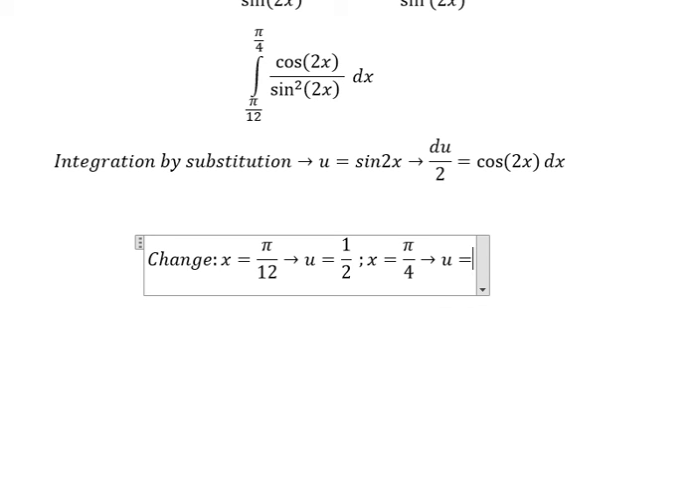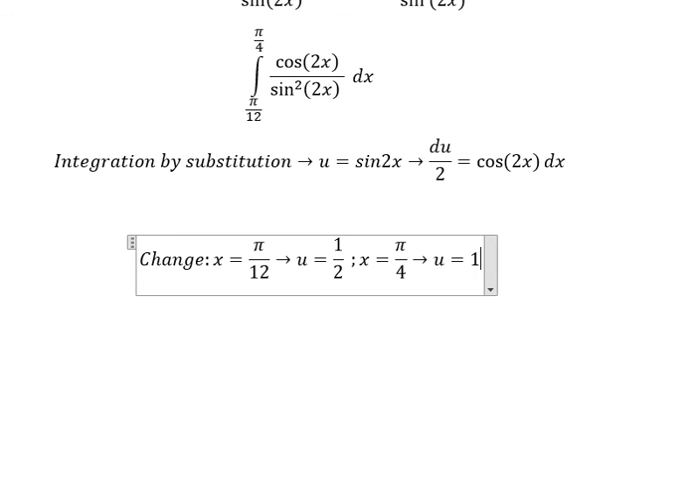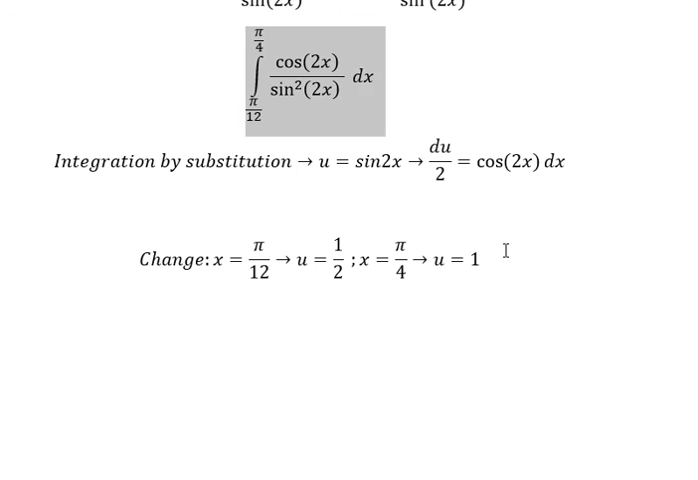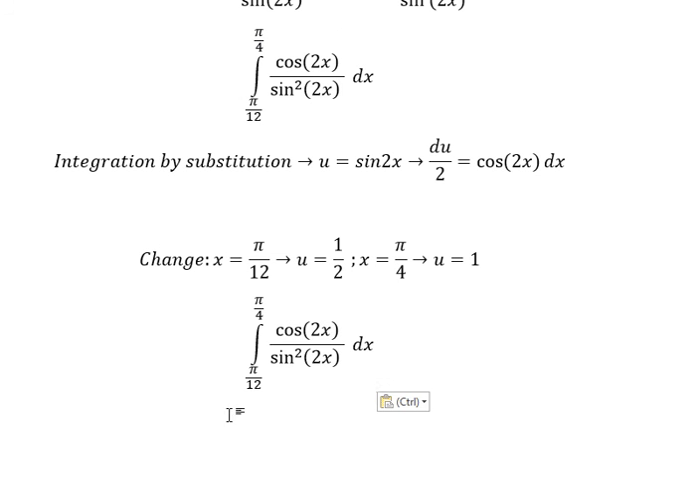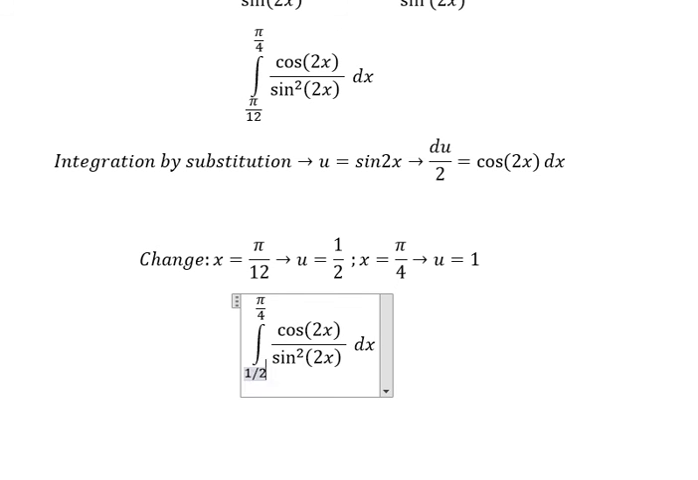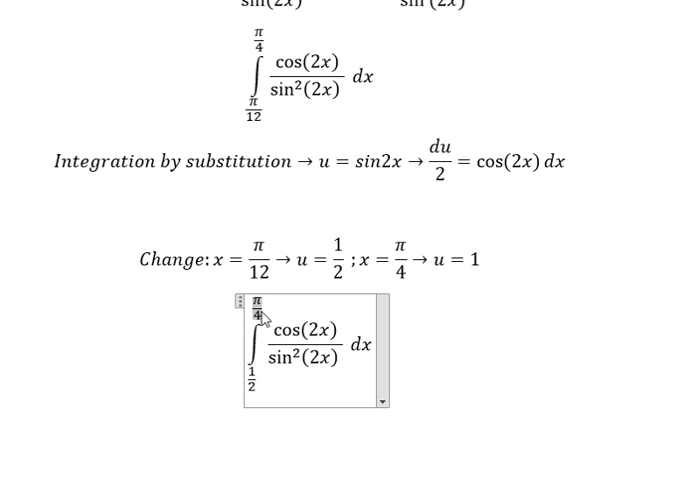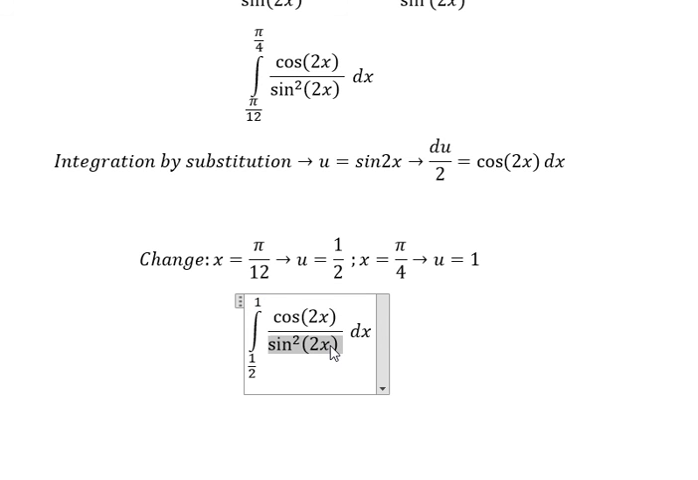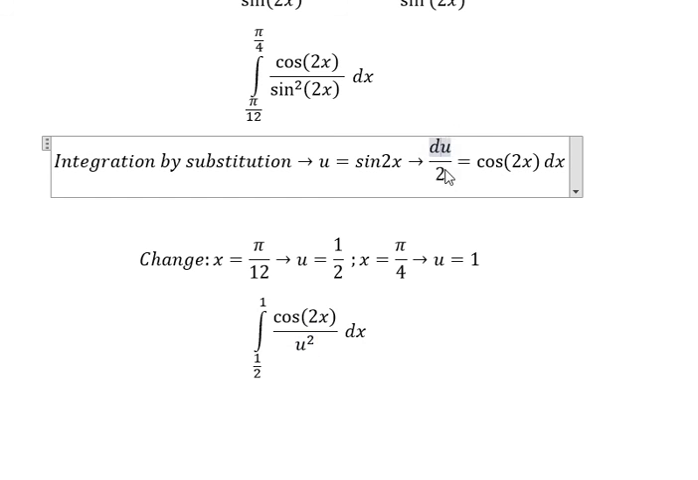This is number 1. This one you get 1 over 2. This one you get number 1. This one we change to u, so you get u squared. Cos 2x dx we change to du over 2.